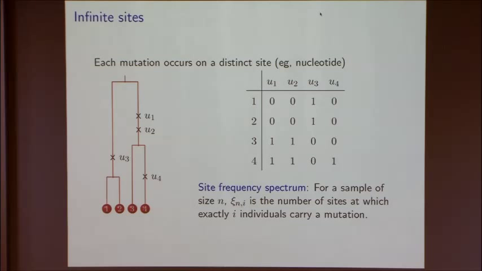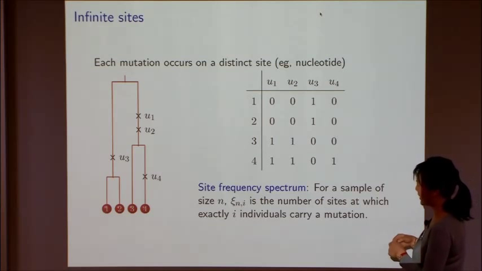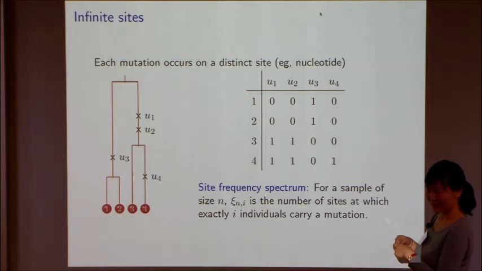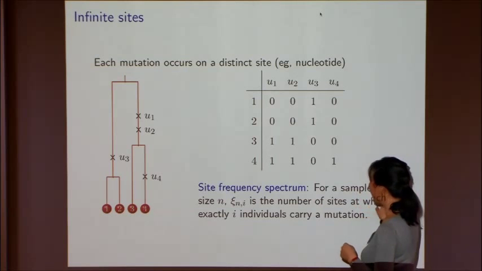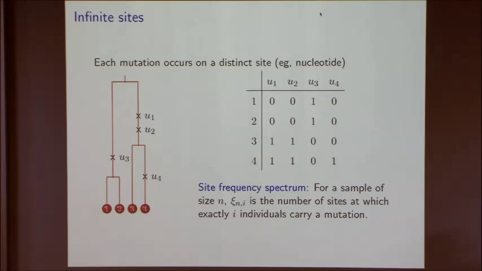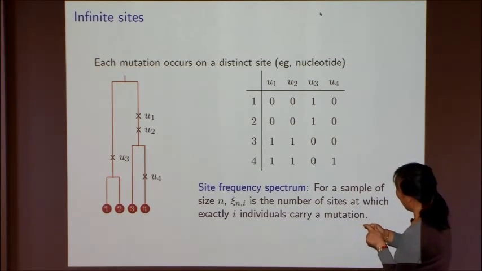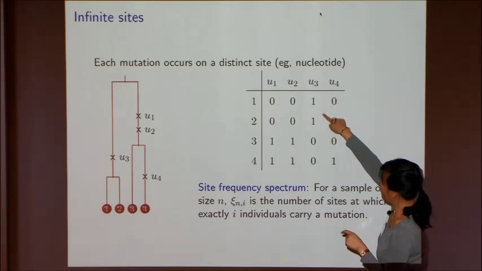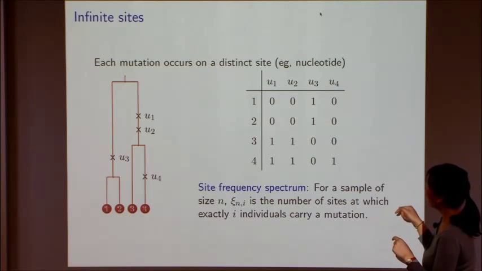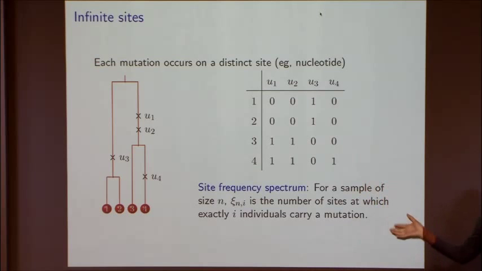And here the thing that we're interested in looking at is called the site frequency spectrum, which is, for a sample of size n, psi n i, the number of sites at which exactly i individuals carry a mutation. For example, here site 3 has 2 individuals carrying 1 mutation, and site 4 has 1 individual carrying 1 mutation. So this is the kind of statistic you look at when you assume an infinite sites model.